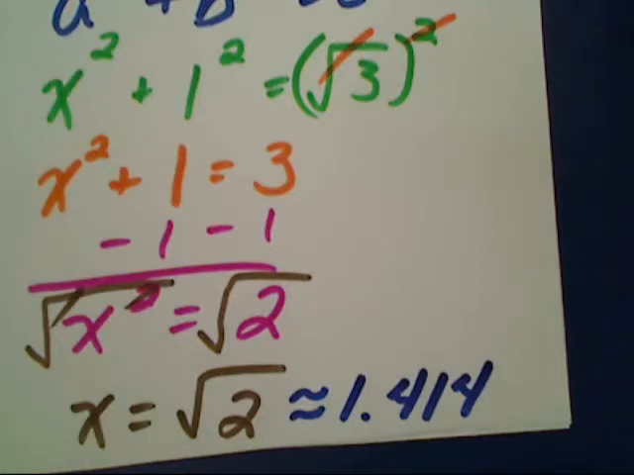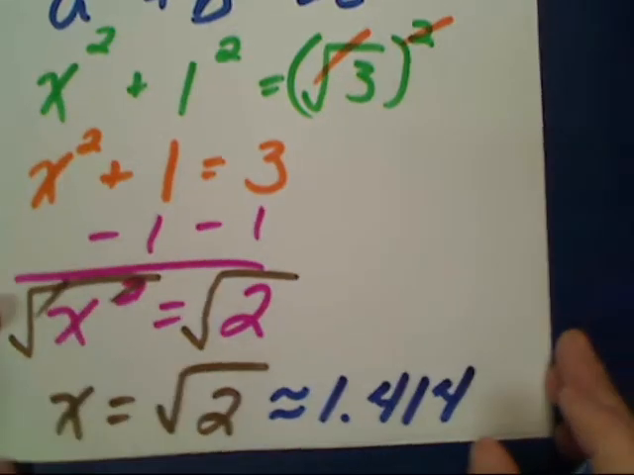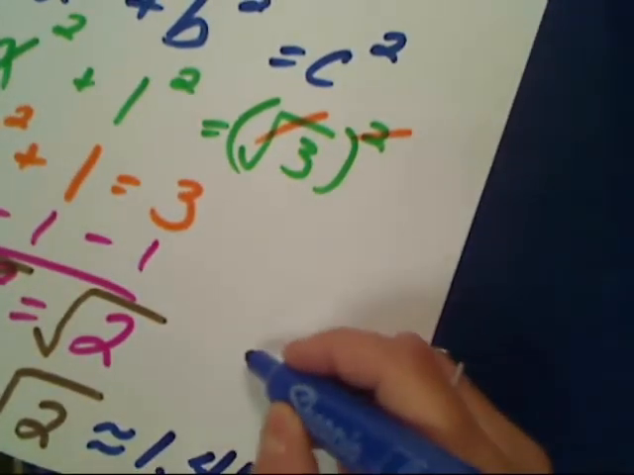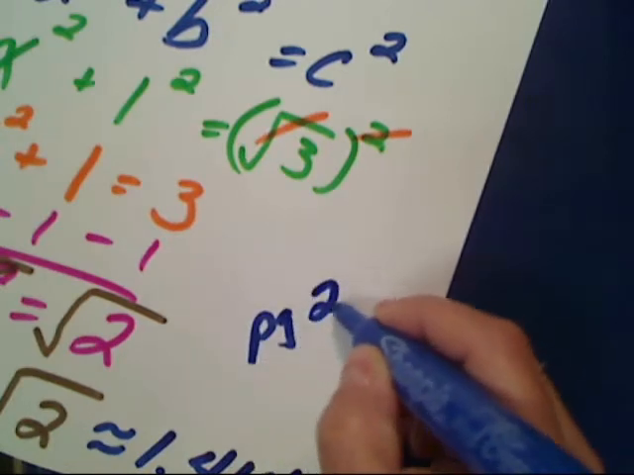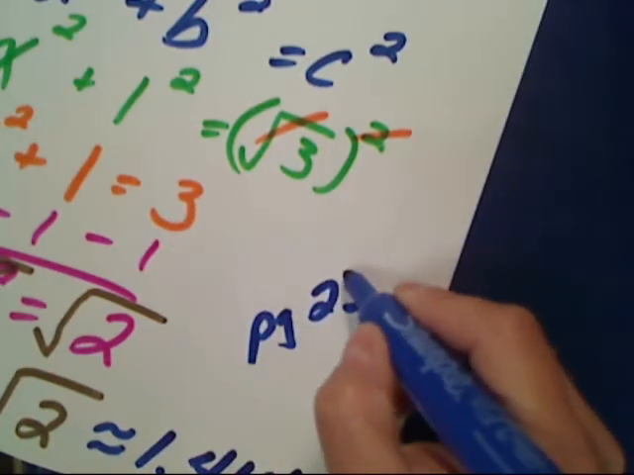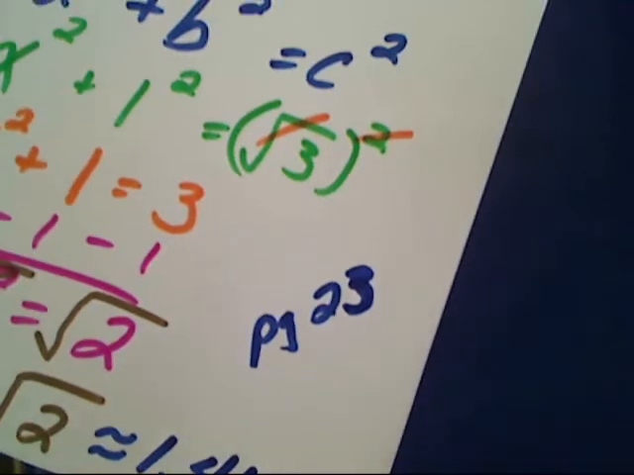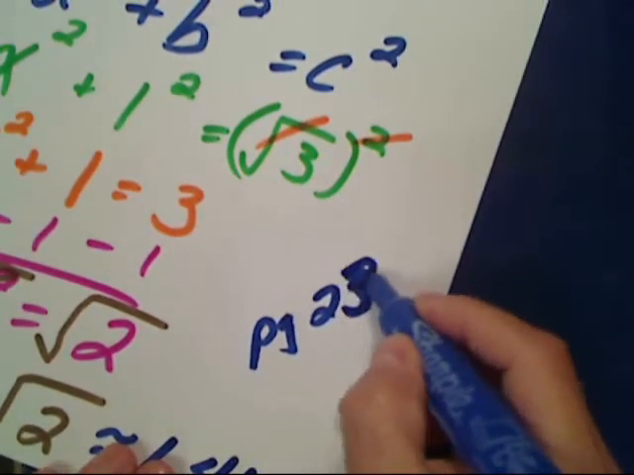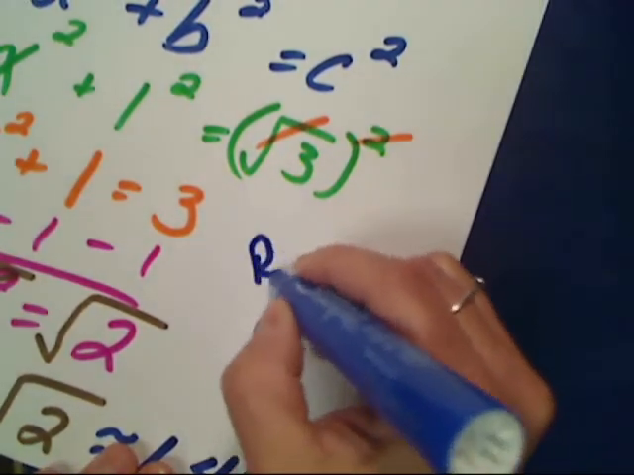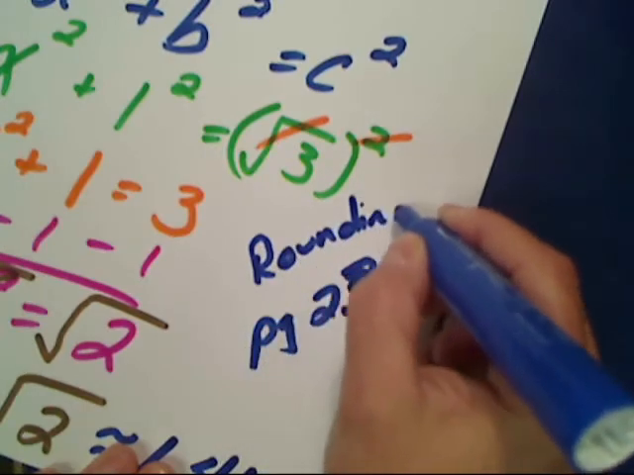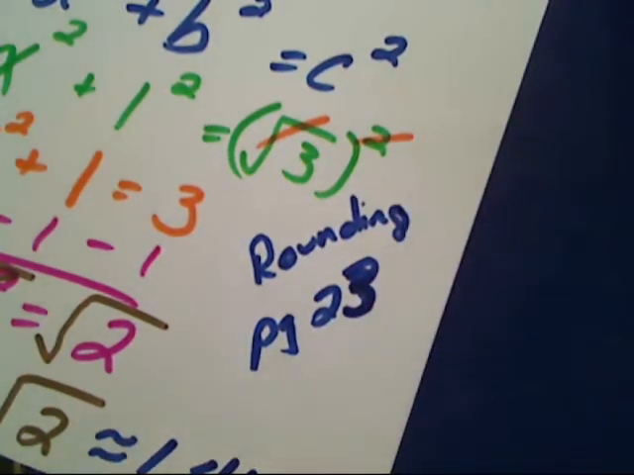Okay. If you're having issues with rounding, remember that I do believe it's page 23. Page 23 reviews rounding. Some of us are still getting that wrong. So go review rounding on page 23.